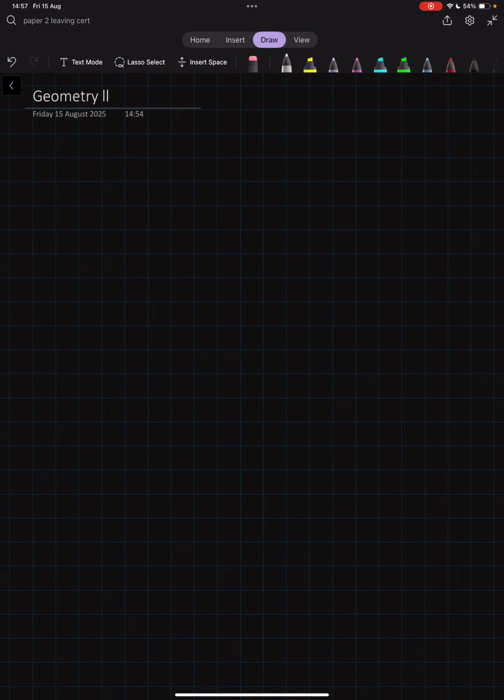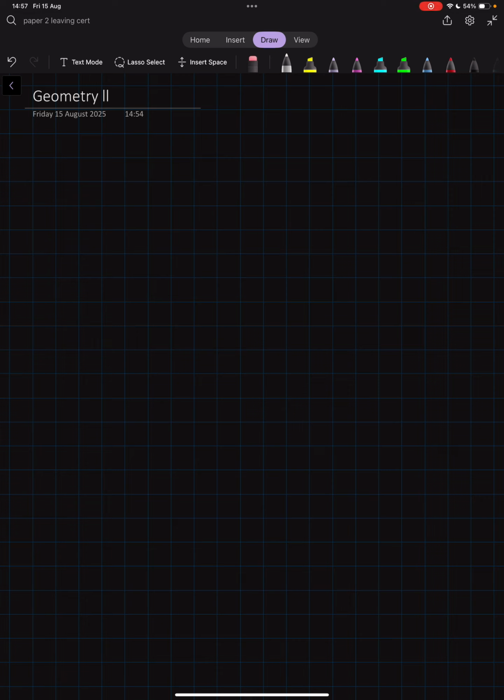Certain things like similar triangles. Before we looked at congruent triangles, now we're going to look at similar triangles and other theorems like this. First of all, congruent triangles are when the triangles are the exact same.